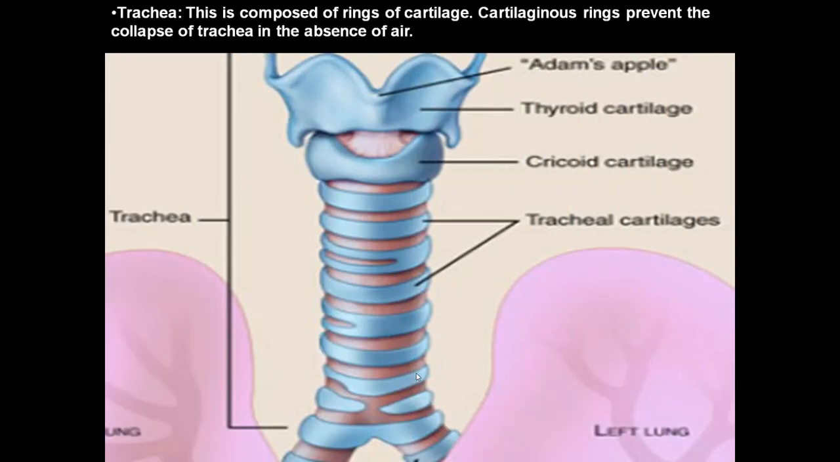Can you imagine what this is? Yes, this is the trachea. It is composed of rings of cartilage. You can observe in the image that there are many rings of cartilage. These cartilaginous rings prevent the collapse of the trachea in the absence of air.